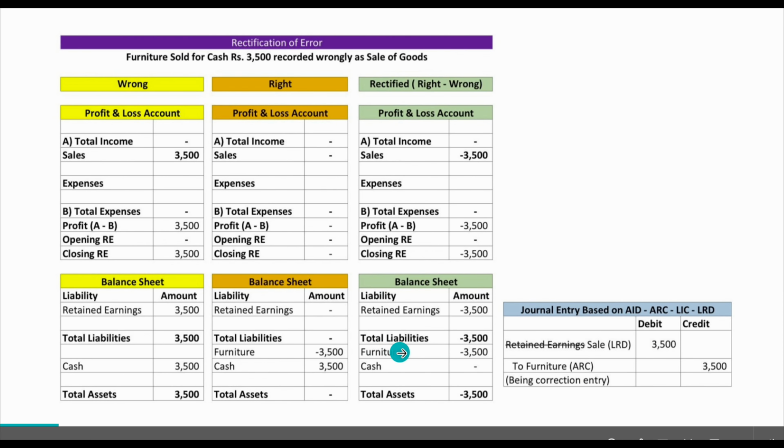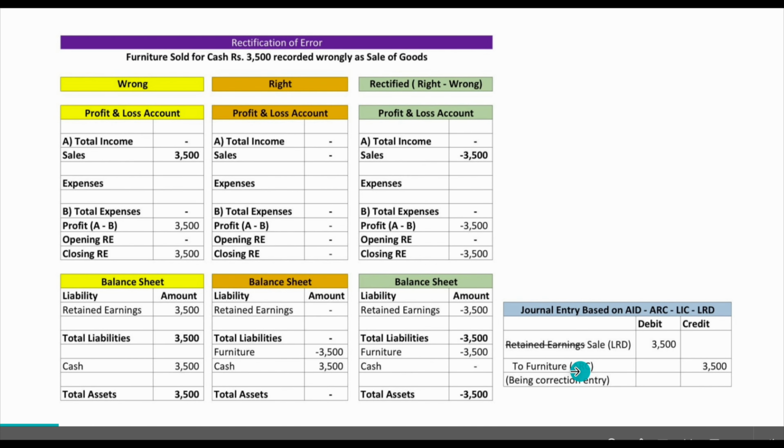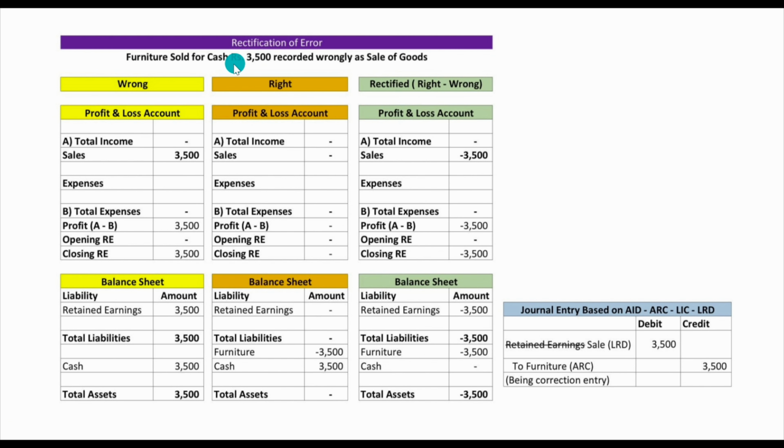At the same time, on the balance sheet asset side, furniture is reducing to the extent of 3500. So the rule is ARC, that is assets reduces credit. So to furniture 3500. Narration is being correction entry. Thus, we have passed the necessary rectification of error entry related to furniture sold for cash rupees 3500 but recorded wrongly as sale of goods.